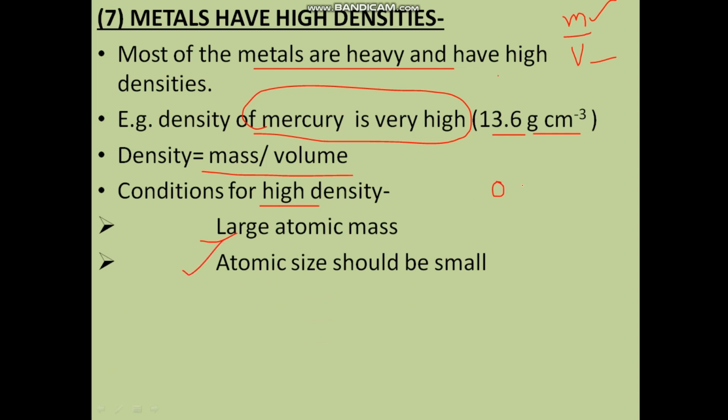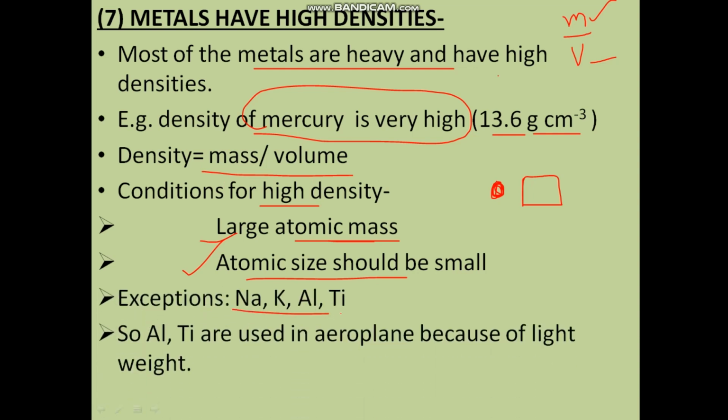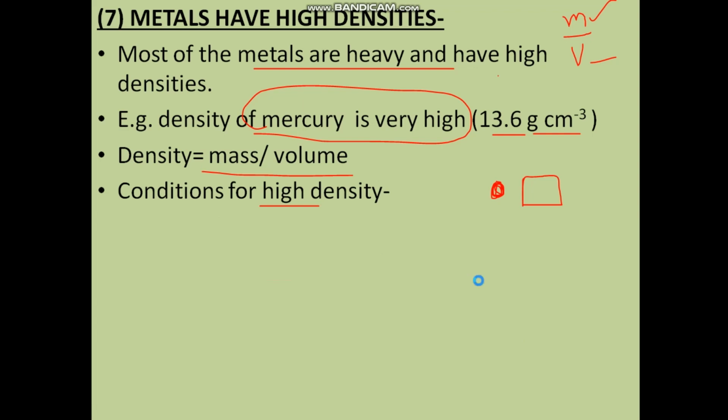Suppose this is an area and this is another one. So here you can see the volume is very less. It means it is occupying very less area. So volume is less. It means atomic size is less, but the atomic mass may be high. So density of metals is high. Exceptions are sodium, potassium, aluminium, etc. And therefore aluminium is used in making aeroplanes, as they are light weighted substances.